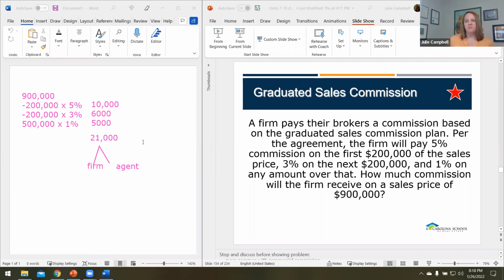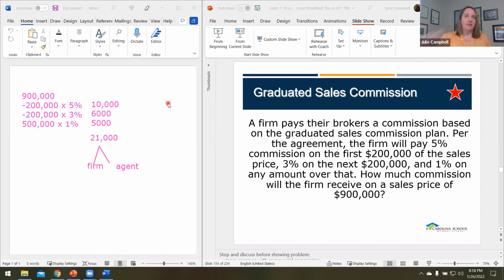Yeah, Diane? I'm going to ask the dumb question, but why can't you just do 9% into 900,000? Why do you have to do the longhand? Because you're not paying 9% on 900,000.